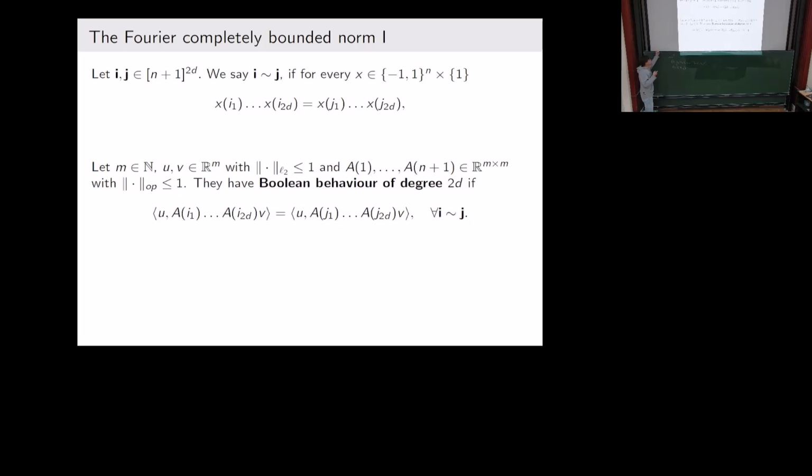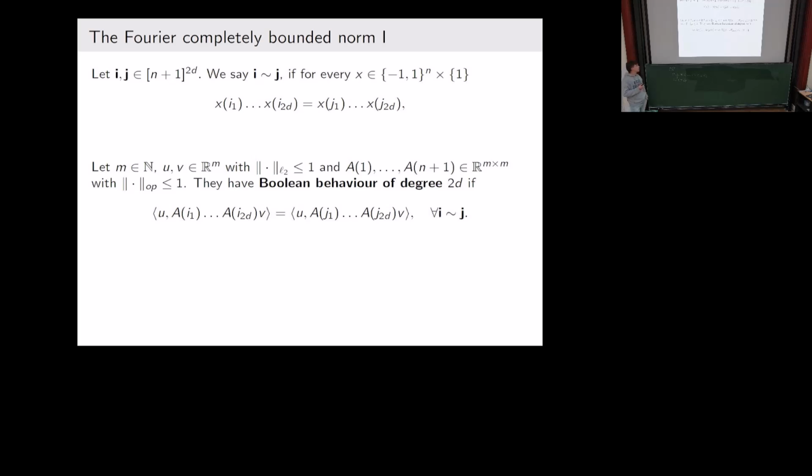So let me consider some natural dimension. Let me pick two vectors that have L2 norm at most 1 of this dimension. And let me also pick matrices that have operator norm at most 1 of this dimension. By operator norm, I mean that when you look at the matrix as a linear map from L2 to L2, it carries vectors that are of norm at most 1 to vectors of norm at most 1.